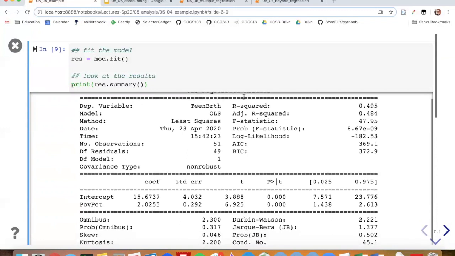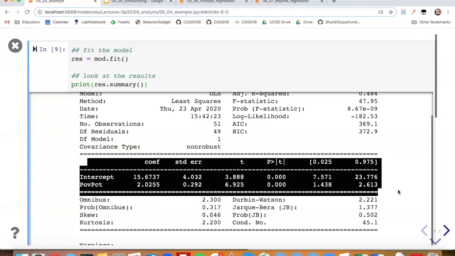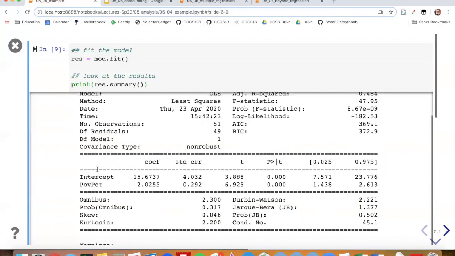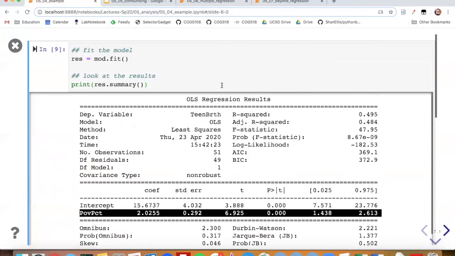We're going to return to what's going on up here in just a little bit, but we're going to focus in on this middle part of the output, as this is really where a lot of critical information is. The first row here is intercept. The second row here is poverty percentage. So this whole row of values summarizes the relationship between poverty percentage and teen birth. The coefficient is the beta.